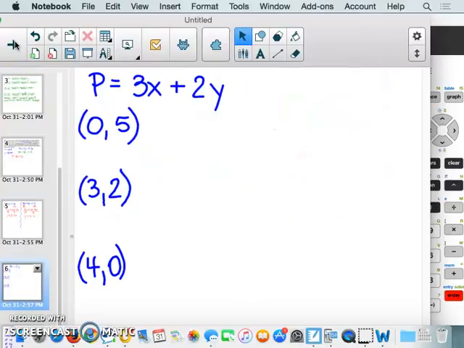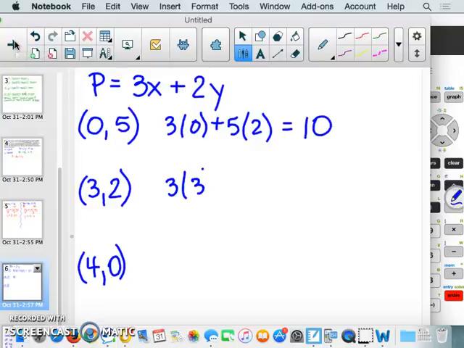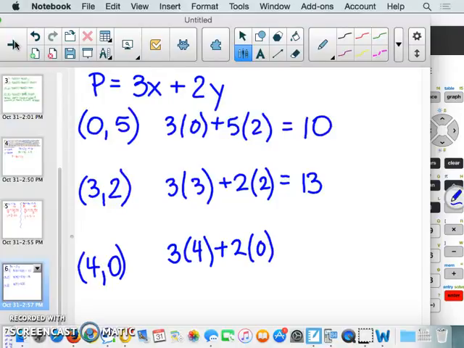Okay, so the corner points, and then we put them into the profit function. When we put the first corner point into the profit function, we have 3 times 0 plus 2 times 5. That equals a profit of $10. We put the second one into the profit function. We have 3 times 3 plus 2 times 2. That equals a profit of $13. When we put the last one into the profit function, we have 3 times 4 plus 2 times 0, and that is a profit of $12.